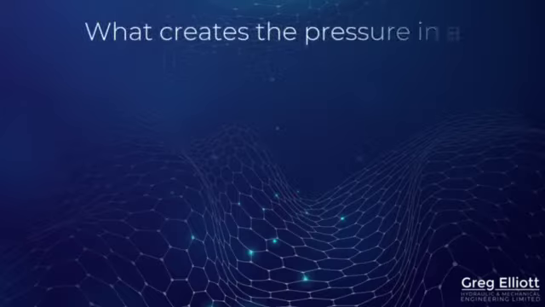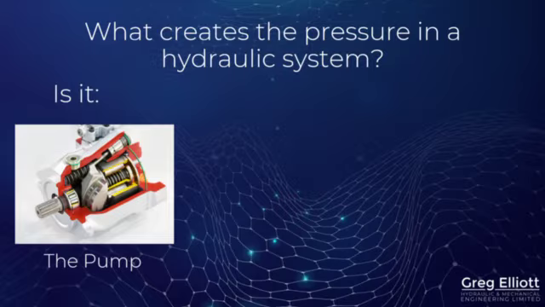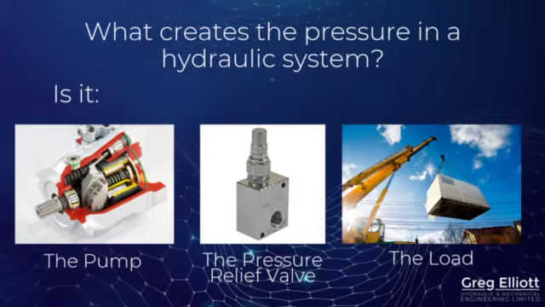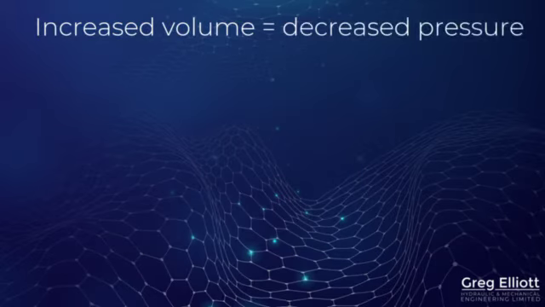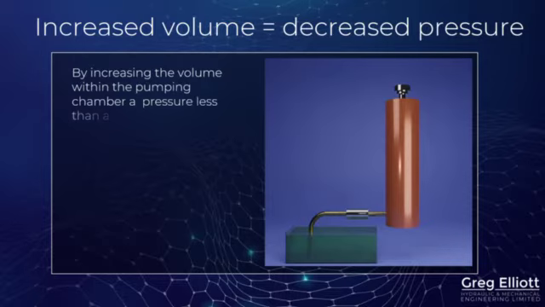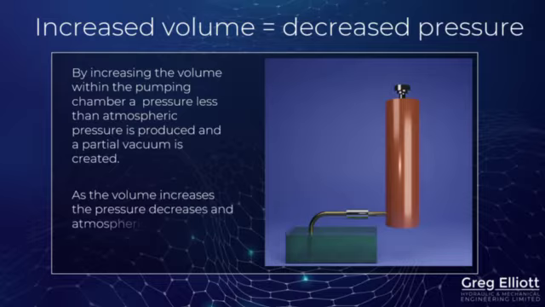What creates the pressure in a hydraulic system? Is it the pump, the pressure relief valve, or the load? Increased volume equals decreased pressure. By increasing the volume within the pumping chamber, a pressure less than atmospheric pressure is produced, and a partial vacuum is created. As the volume increases, the pressure decreases, and atmospheric pressure forces oil into the pumping chamber.